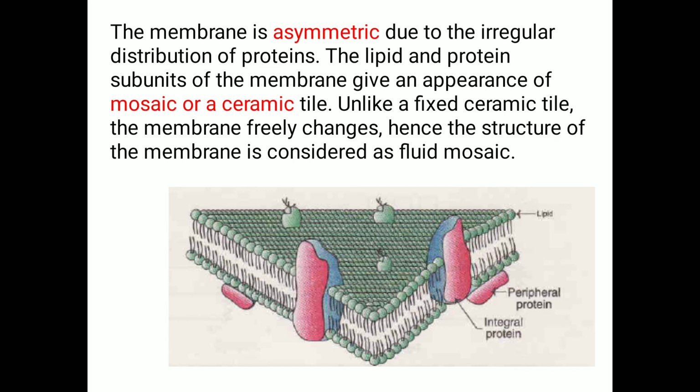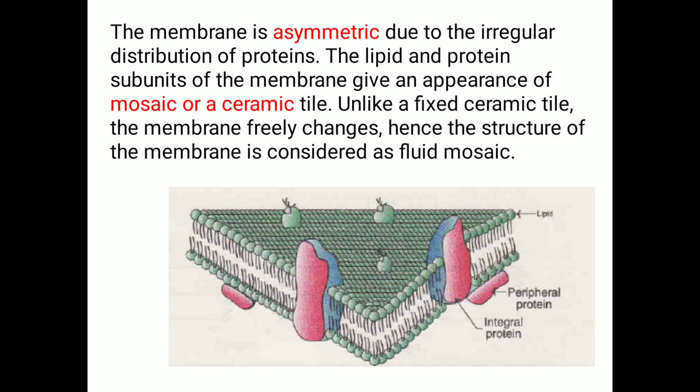Whatever proteins are present, some may be present outside, some may be present inside, some may be traveling along the whole of the plasma membrane, right? So if you cut it, the portions will not be the same. So the membrane is asymmetric due to irregular distribution of proteins.